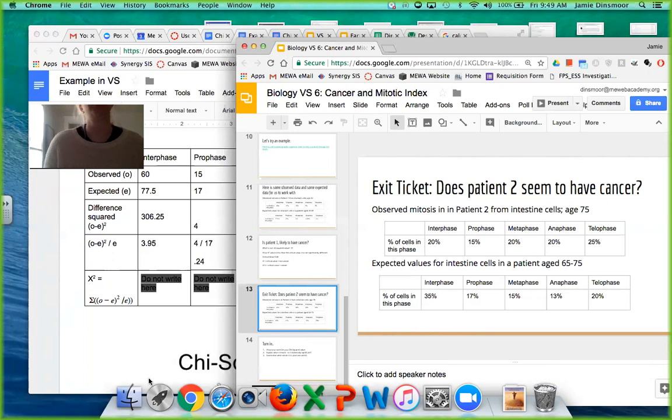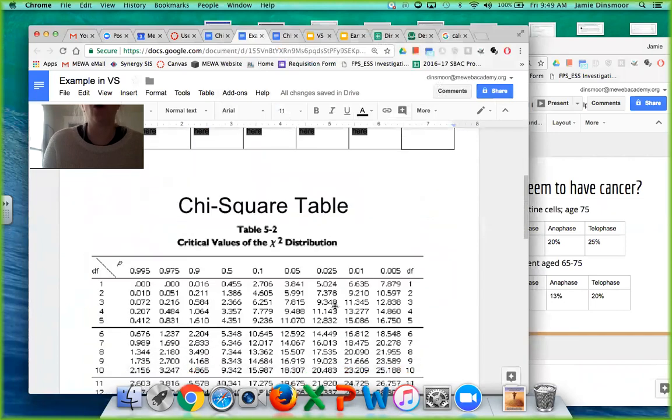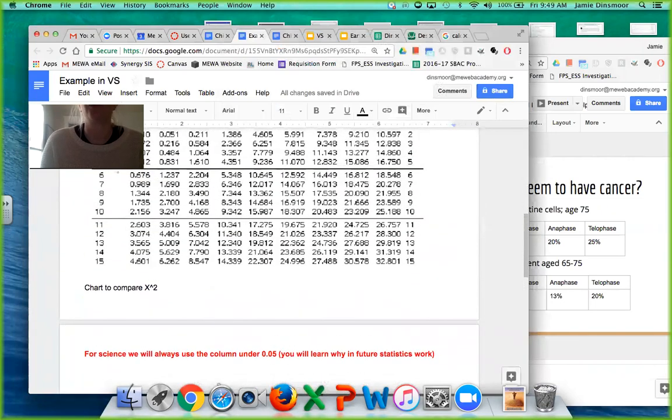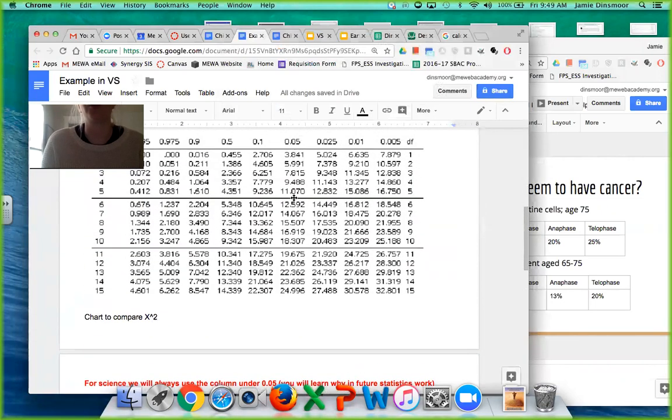There's 6 maybe? Orange, 7. So they would have a degrees of freedom of 6 if you were doing M&Ms, right? So for mitosis, we will always use the row 4 on the chart and under 0.05. But that's not what you would use every time you did this. Oh, there is no purple? Okay, so maybe there's 6. So if the number is bigger than 9.488, then it's cancer.